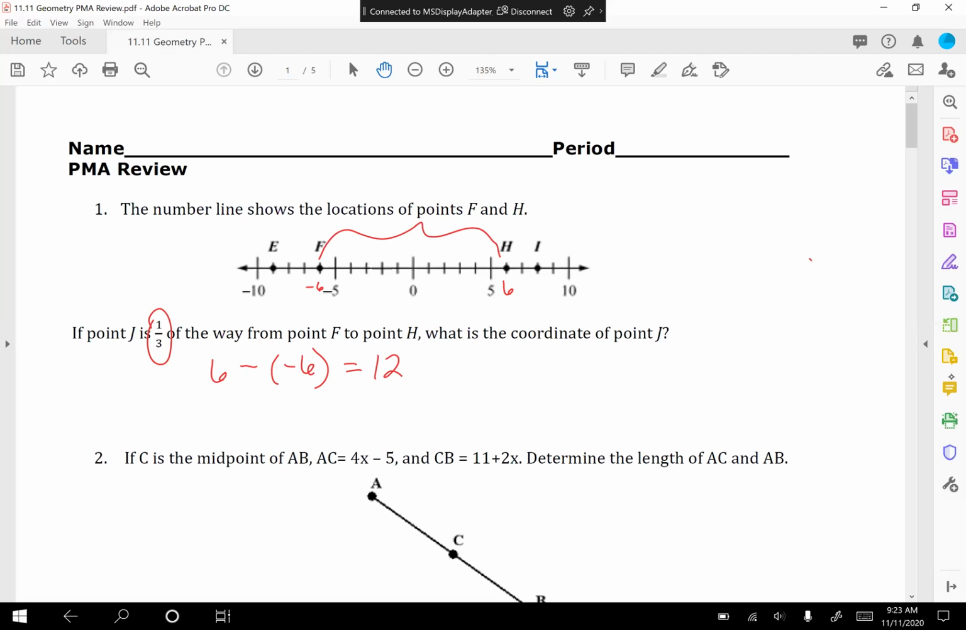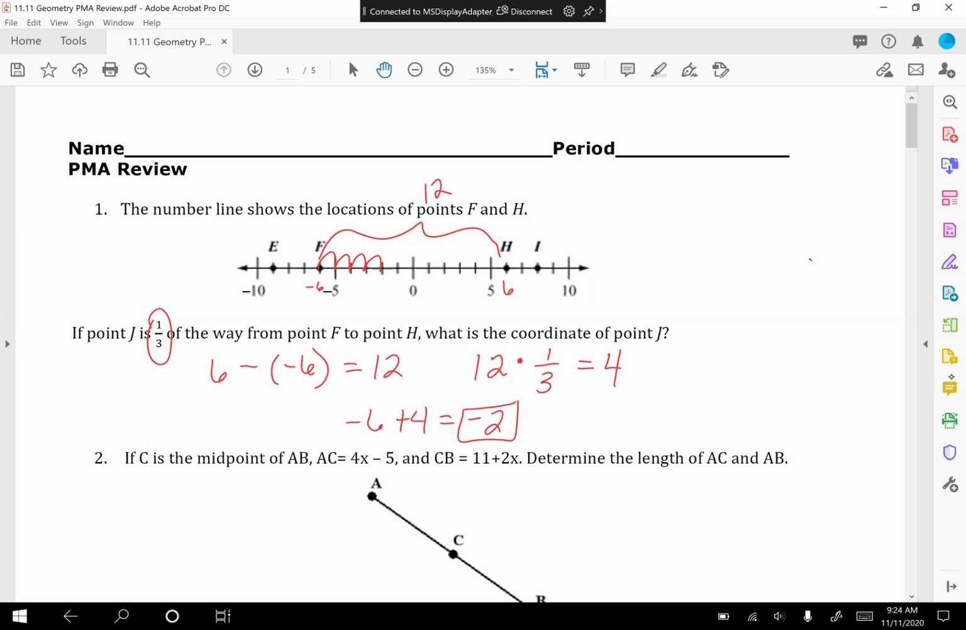So our total distance is 12, but I only want to go 1/3 of that distance. So you take 12 and multiply it by 1/3. 12 times 1/3 is 4. Now you see how it says from F to H? From is where you start. So we start at F and go 4 towards H. So 1, 2, 3, 4. You could do -6 plus 4, and that would give you -2.